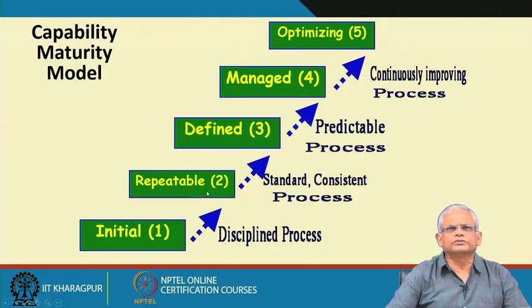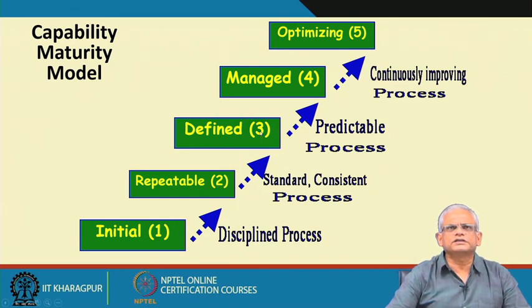This is level 2. The implication of the repeatable, as we were mentioning, is that an organization can repeat its success on one project on similar projects in the future. That is, if it did a job that was awarded to it well, then it can repeat its success on that project on similar projects.